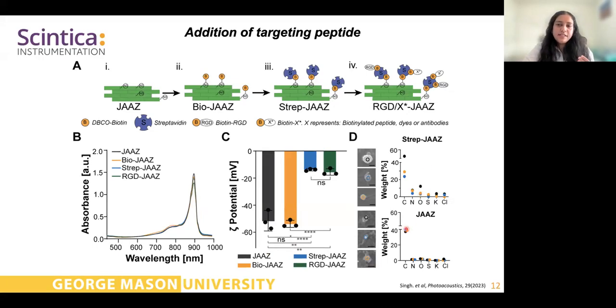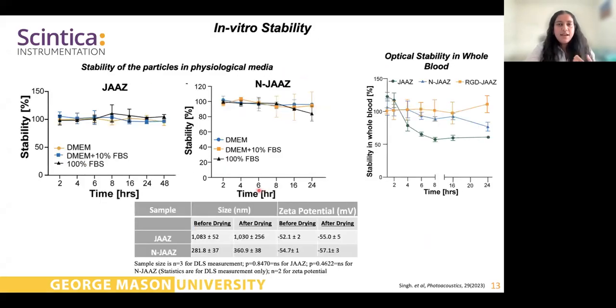We also characterized these particles just by using EDS. And after doing that, we were able to get a weight percent of the elements present within the particles. So for the strep JAS particles, when they're coated with the protein, you of course have a higher percentage of carbon, nitrogen, and oxygen when compared to JAS particles, which have a lower percentage. So we were able to confirm the presence of streptavidin by using these techniques.